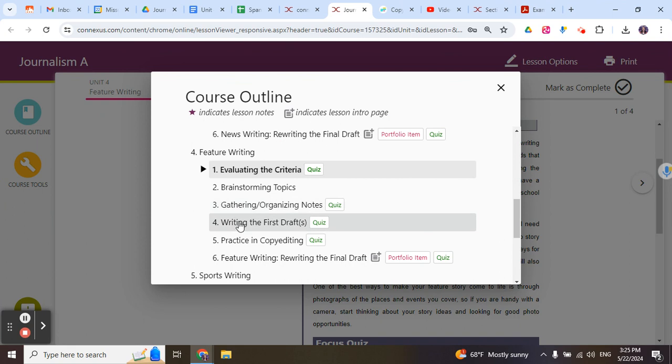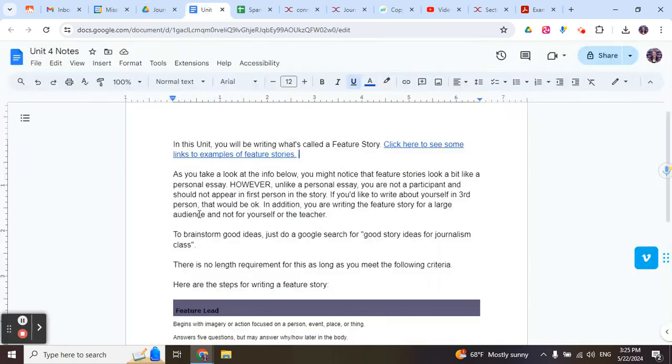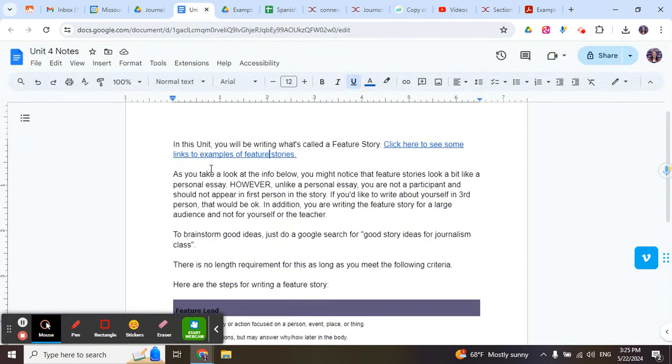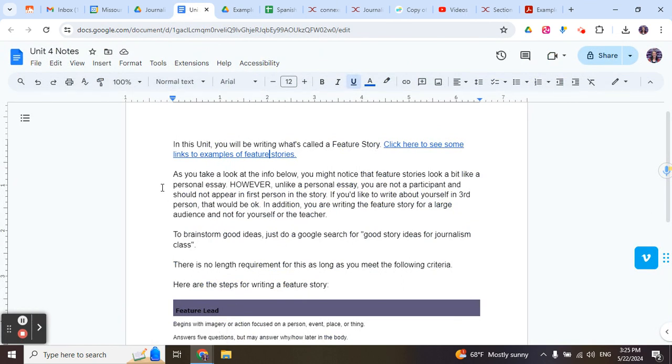Okay, so as you go through, a lot of this is going to feel like review once you've gotten to the portfolio, but that's the point. So in this unit, you're writing what's called the feature story. So here is a link that will take you to examples of feature stories. If you want to click on any of these, they are all good examples of what a feature story looks like.